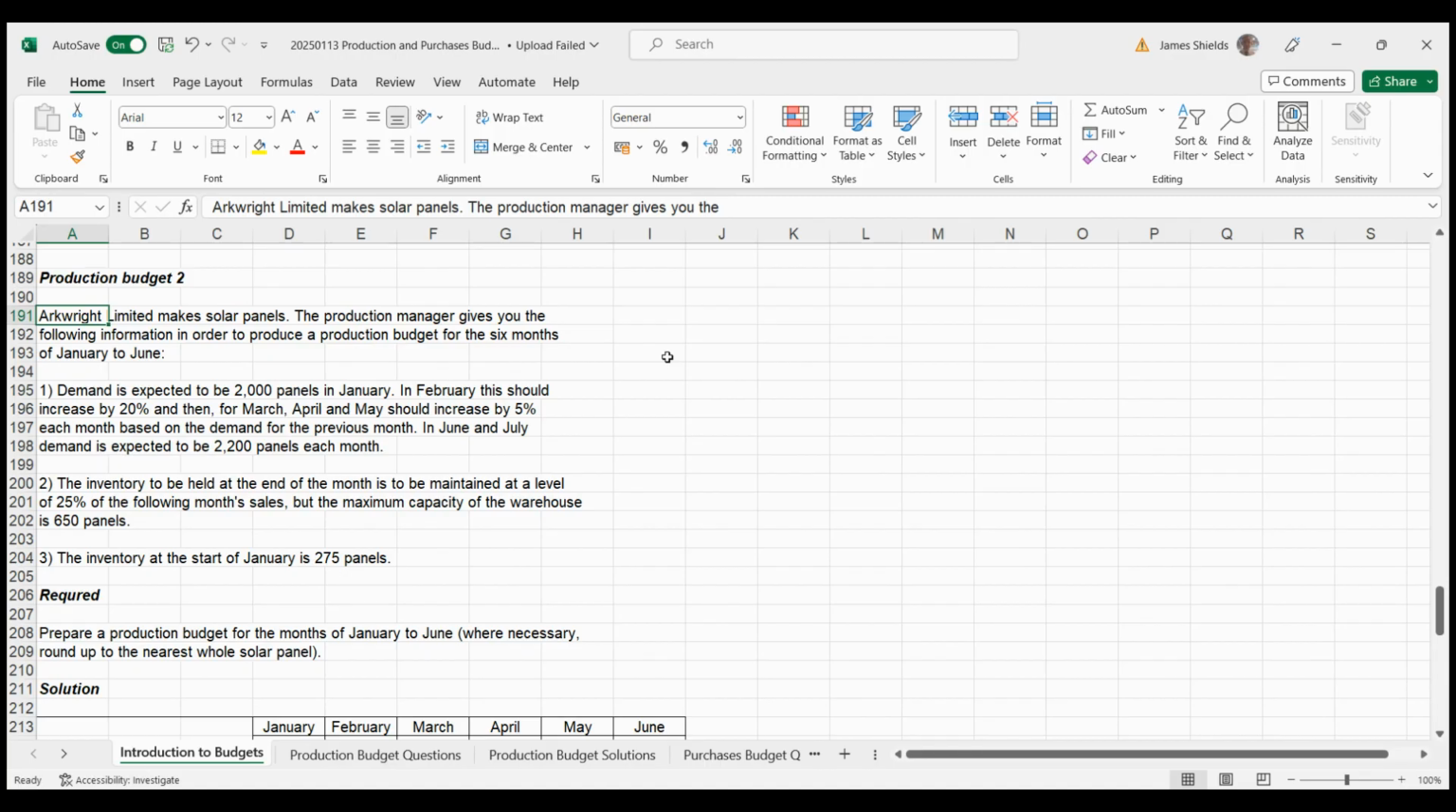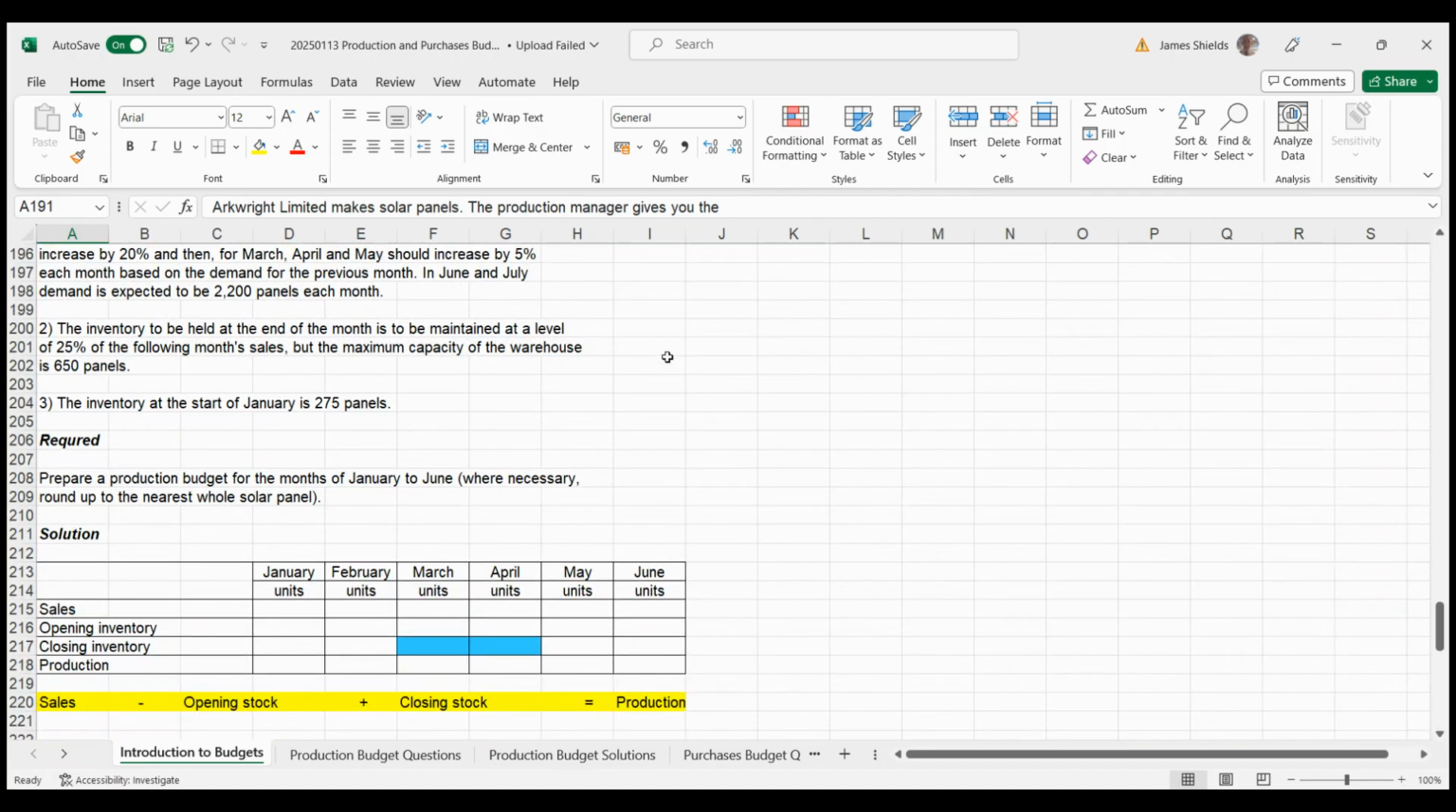The inventory at the start of January is 275 panels. Prepare a production budget for the month of January to June. When necessary, round up to the nearest whole solar panel. So here we are. I've got another template for you. So the sales then, let's see what we've got for January then.